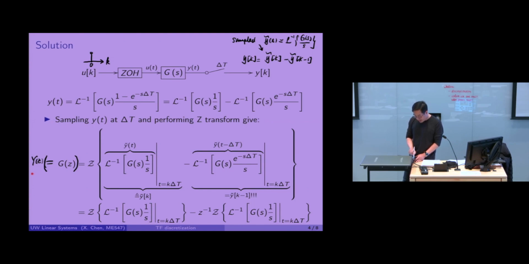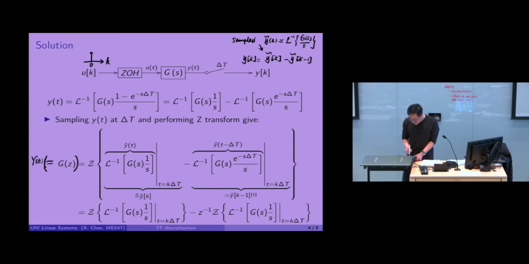The Z transform of the output will be the Z transform of the y tilde k signal minus the Z transform of y tilde k minus 1. It's a summary of the Z transform of this minus this. And inside is our analysis from just one slide earlier. This is y tilde t, and it's sampled at every delta t instance.